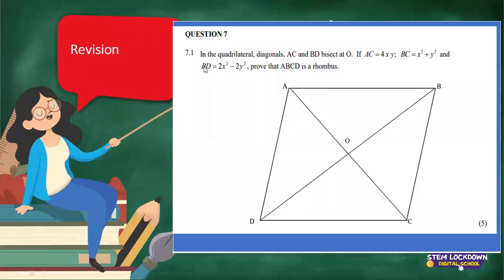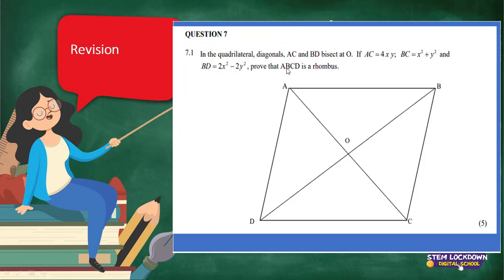In the quadrilateral, question 7. In the quadrilateral, diagonals AC and BD bisect at O. If AC equals 4xy, and BC is equal to x squared plus y squared, and BD, the whole length, BD equals x squared minus 2x squared minus 2y squared.